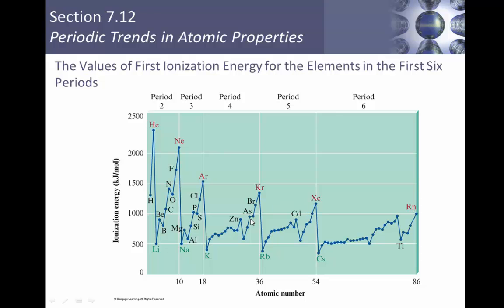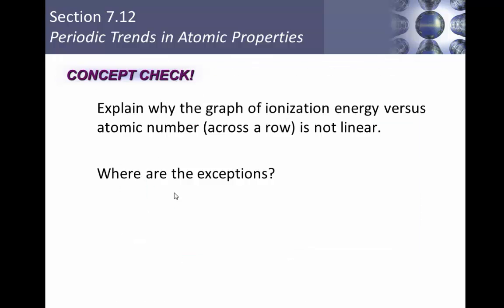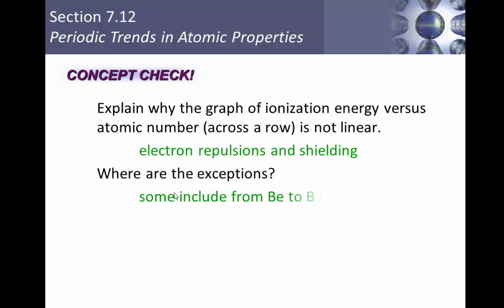Now notice that we've got some anomalies, some breaks in the trend, and we'll discuss that with an inserted clip in a couple of slides. So why do we not have a linear line? Why do we have these anomalies? It has to do with electron repulsions and shielding. Some of the exceptions include beryllium to boron and nitrogen to oxygen. I'll insert a clip here to explain why those anomalies are happening.